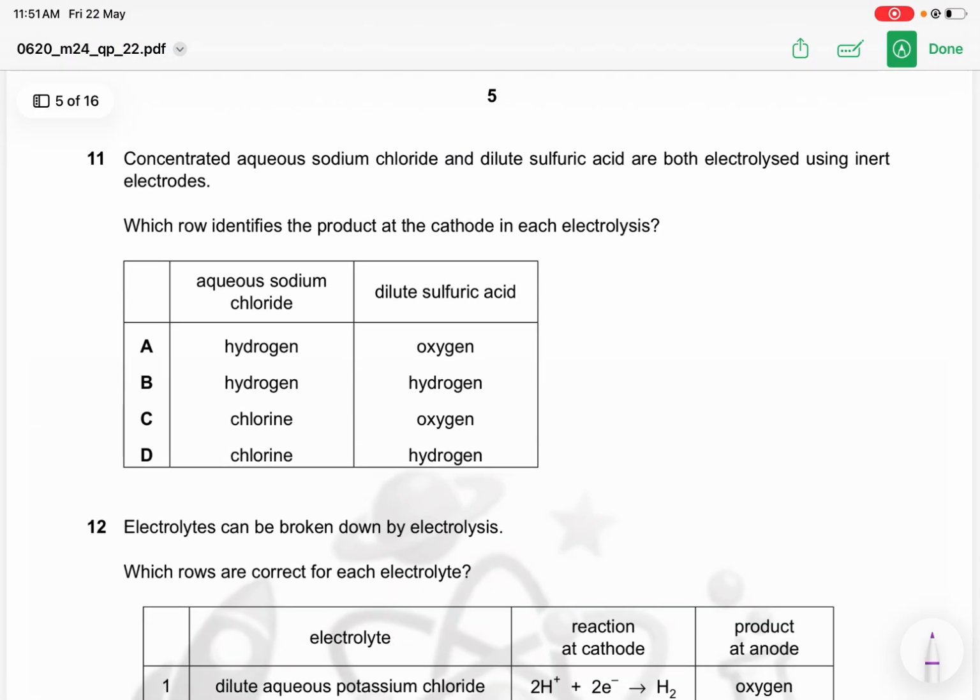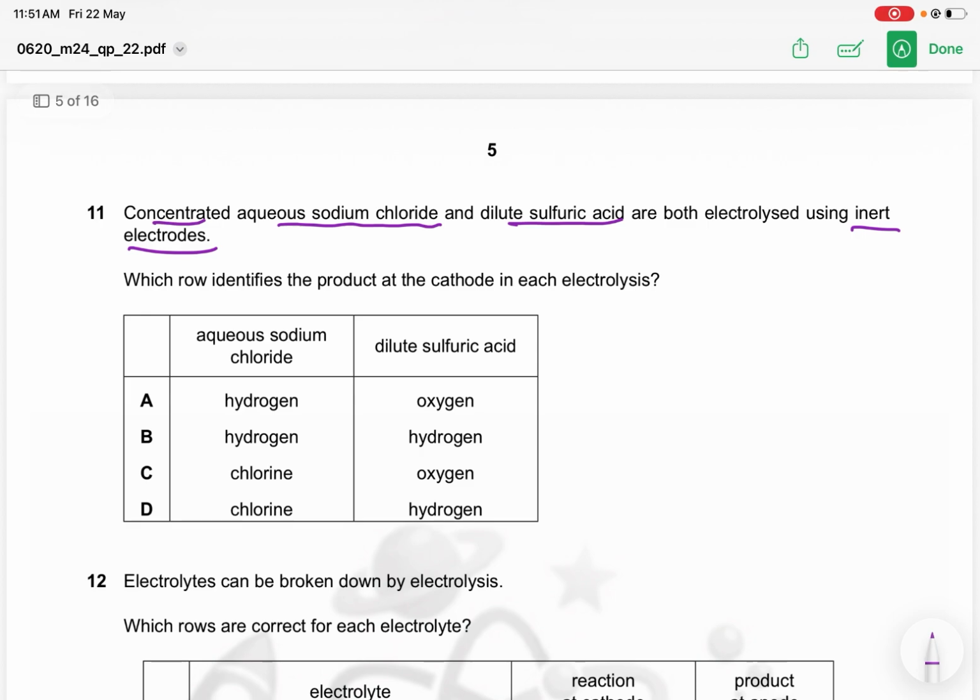Next, the 11th one. Concentrated aqueous sodium chloride and dilute sulfuric acid are electrolyzed using inert electrodes. Which row identifies the product at each cathode in each electrolysis? Now, concentrated aqueous NaCl: at the cathode, in case of concentrated sodium chloride, you are going to get hydrogen. And at the anode, because a halogen is present in sodium chloride, the anode product will be chlorine.